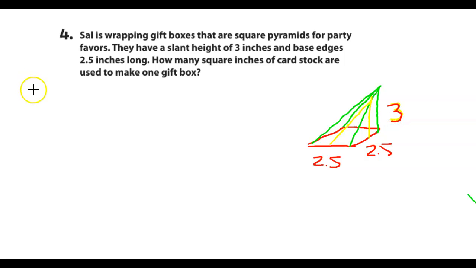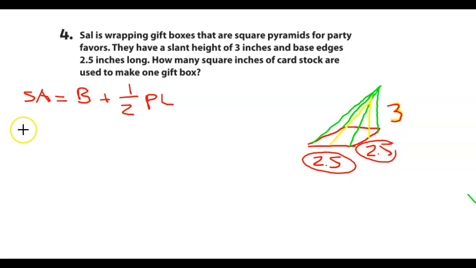So let's go ahead and write down the area again. So we're doing the surface area. So surface area is equal to the base plus 1/2 the perimeter times the length. Now you guys can see that the base is just going to be 2.5 times 2.5. So the surface area is going to be 2.5 times 2.5, so that gives me 6.25. Plus 1/2. Now the perimeter, this is 2.5 and this is 2.5.